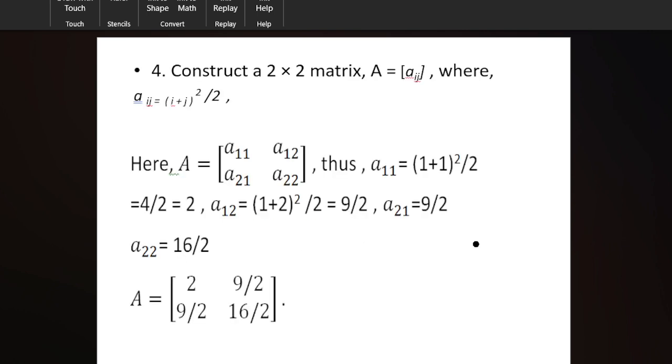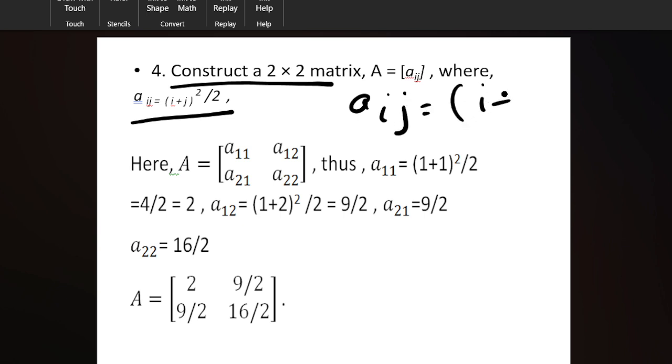Next, we can also construct a matrix. Sometimes in the exam we may get the construction of a matrix. Construct a 2 by 2 matrix, so the order is 2 by 2, with the element rule aij equals (i plus j) whole square by 2. Here i and j are indices. So for 2 by 2, A means a11, a12, a21, a22.